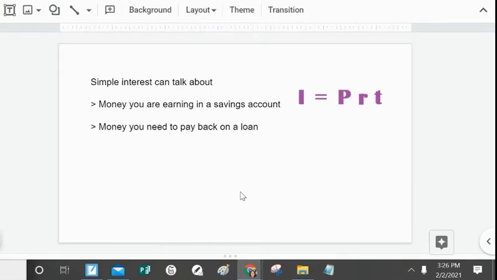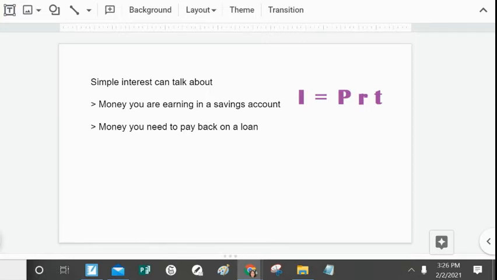The first situation could be earning money in a savings account, where the simple interest is calculated off of the initial balance or the initial deposit that you put into the account. The other situation is simple interest can be the interest that is accruing off of a loan. So accruing off of the amount of money that you're borrowing.